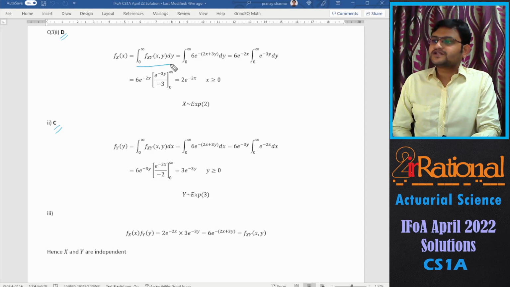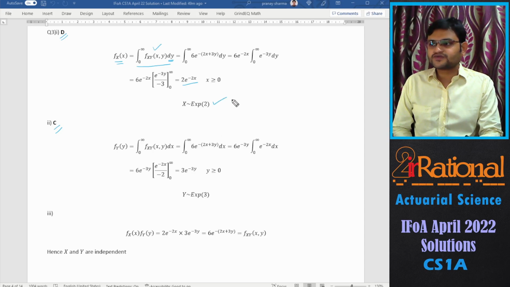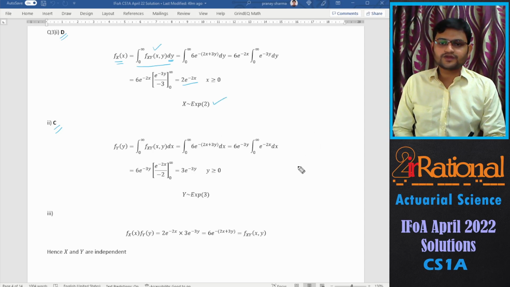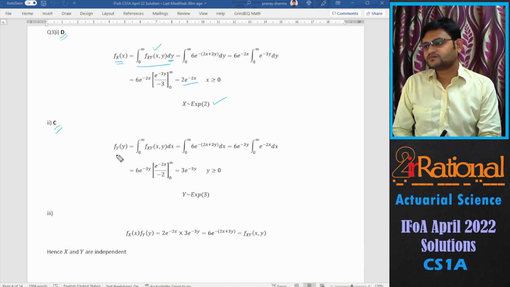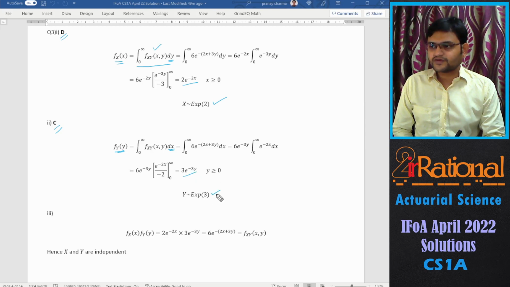For marginal density, we will integrate our joint distribution with respect to y to get the marginal density of x. So we get 2 e raised to minus 2x. That would be that x follows an exponential distribution with parameter 2. For y, we'll do the same thing. We'll integrate with respect to x, and we'll get 3 e raised to minus 3y. That gives us y follows an exponential distribution with parameter 3.